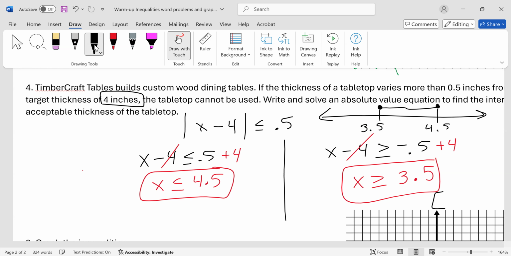When I mean interval form, I mean like this. Yep, 3.5 to 4.5. This is how you write it in interval form. So your thickness can be as low as 3.5 or up to 4.5. All right? So that was a real world application to when we were doing these absolute value solving problems. All right.